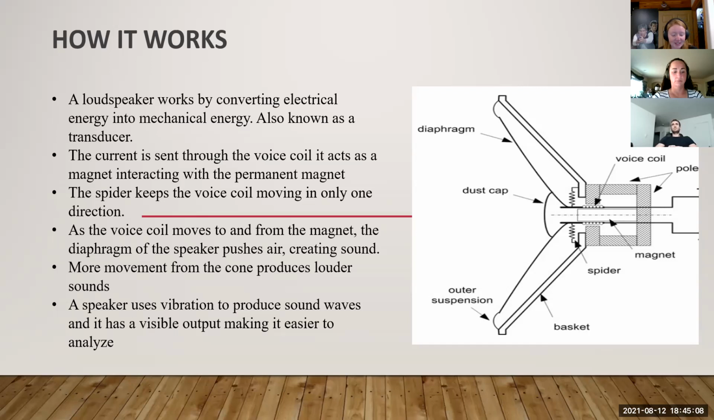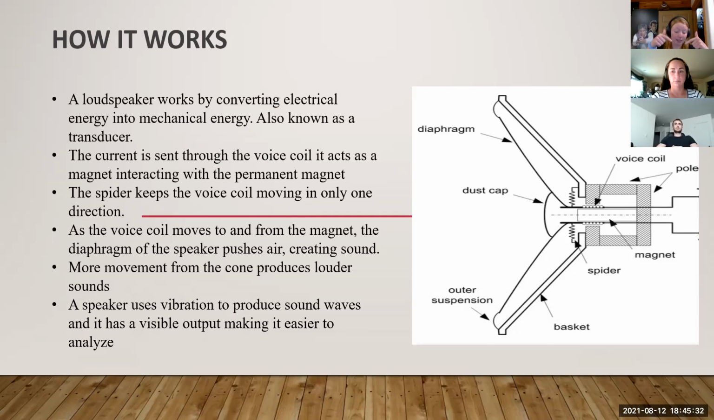So, a little bit about how it works. The figure demonstrates a simplified version of a loudspeaker. The permanent magnet at the bottom of the speaker sits below the voice coil. When the voice coil has current passing through it, it acts as a magnet. When you change the current direction, it either attracts to the magnet or moves away from it, causing the voice coil to move up and down.